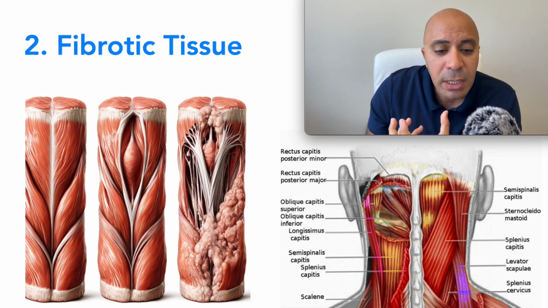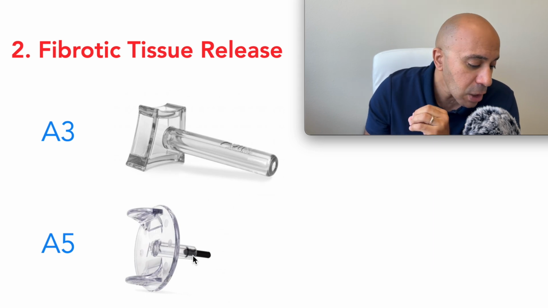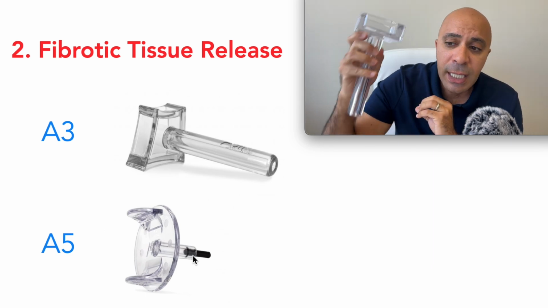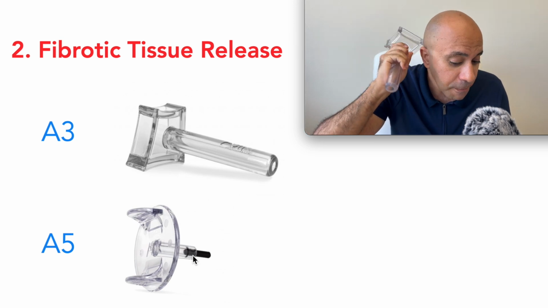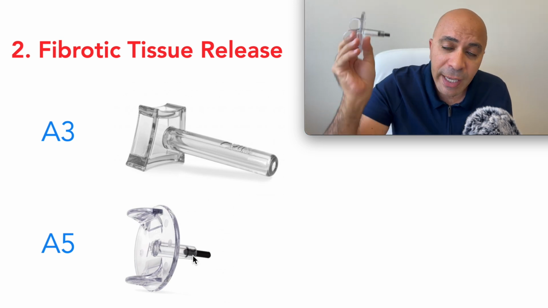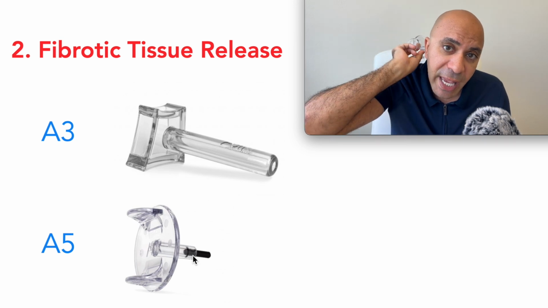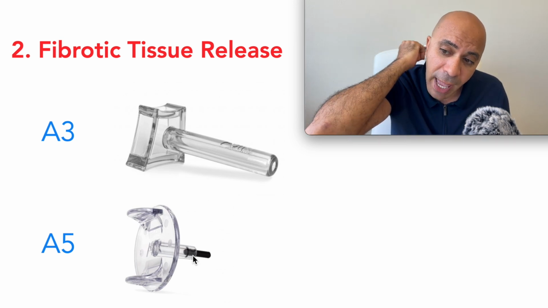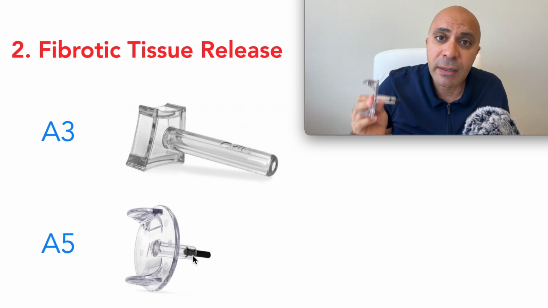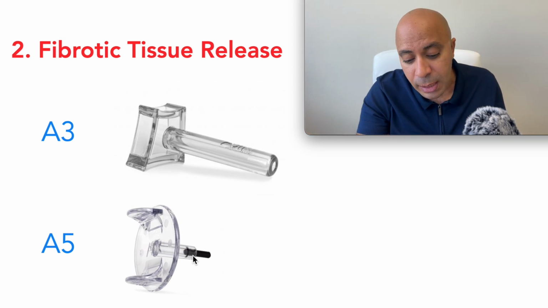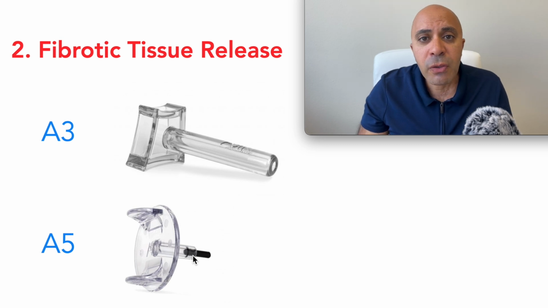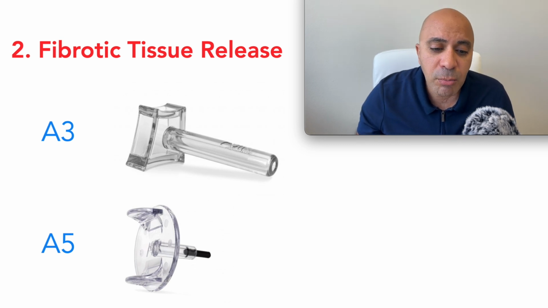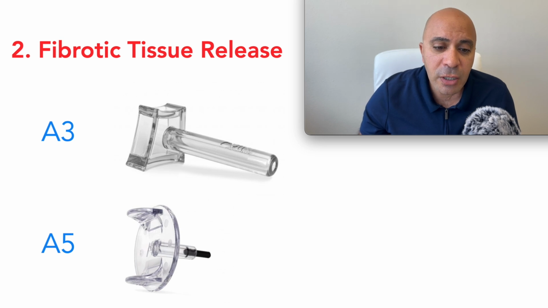So what I personally use to break the fibrotic tissue, I use the A3 to break the external fibrotic tissue on the patient, and then with the A5 go deep to break the fibrotic tissue in the muscle around it, because that could be affecting the occipital nerve. So the third treatment that has to be addressed simultaneously is the fascia restrictions.